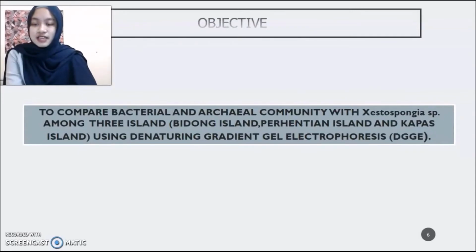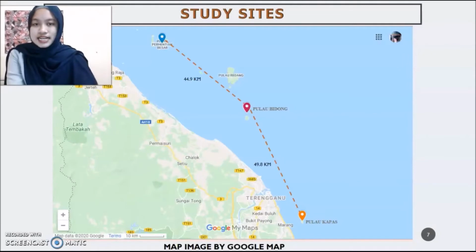The objective is to compare bacterial and archaea community within Xestospongia among 3 islands, which are Bidung Island, Perhentian Island, and Kapas Island, using denaturing gradient gel electrophoresis, which is DGGE. The study sites are Pulau Bidung, Pulau Perhentian, and Pulau Kapas.